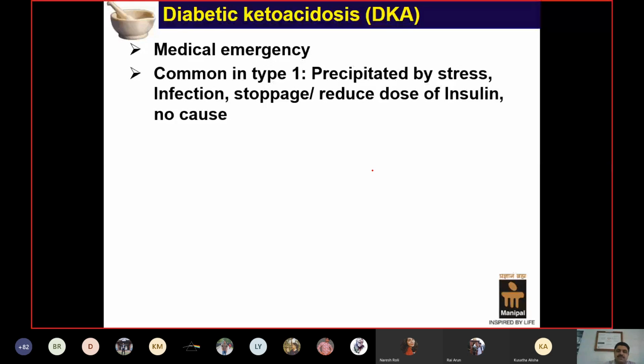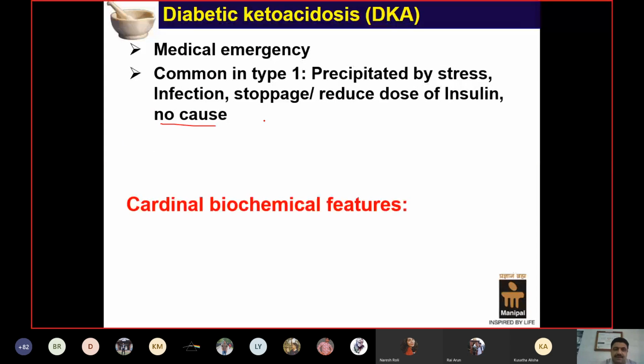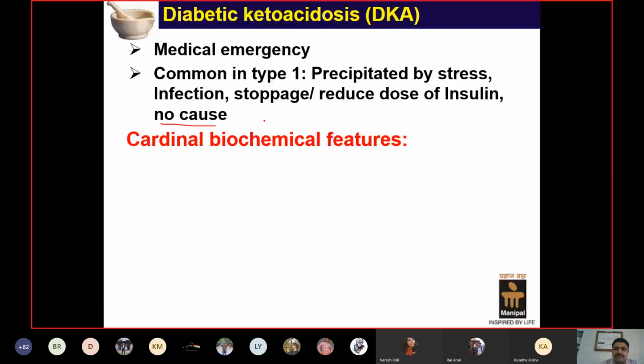Or sometimes stoppage or reduced dose of insulin can also cause diabetic ketoacidosis, or sometimes you may not be able to find the cause. Okay, so no cause. It is a medical emergency. The treatment has to be started immediately. Okay, and cardinal biochemical features, as I have already said: diabetic, that means hyperglycemia is there.